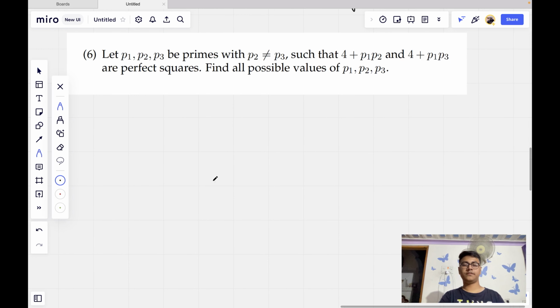In this question, we are given prime numbers P1, P2, P3, with P2 not equal to P3, and we are given that 4 plus P1 P2 and 4 plus P1 P3 are perfect squares. We have to find all possible values of P1, P2, P3.